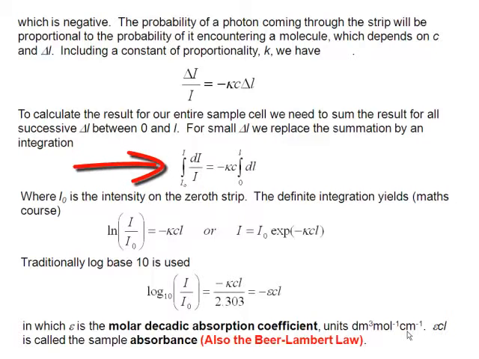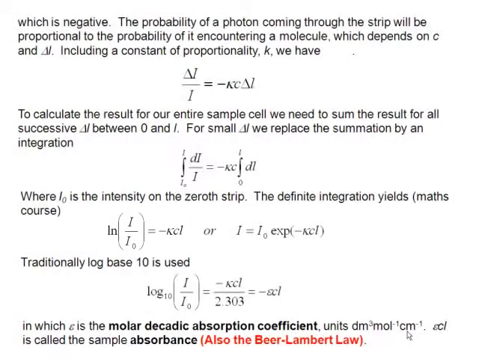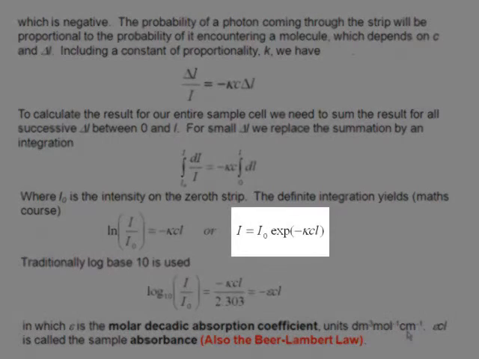As delta I becomes very small, we call it dI. So we integrate dI over I, and we're now calling our intensity which hits the zeroth strip I0, and we integrate over all of those strips until we get to the final intensity I. And that gives you the equation ln I over I0 is equal to minus kCl, which we can rewrite, of course, as an exponential function. I is equal to I0 e to the minus kCl.